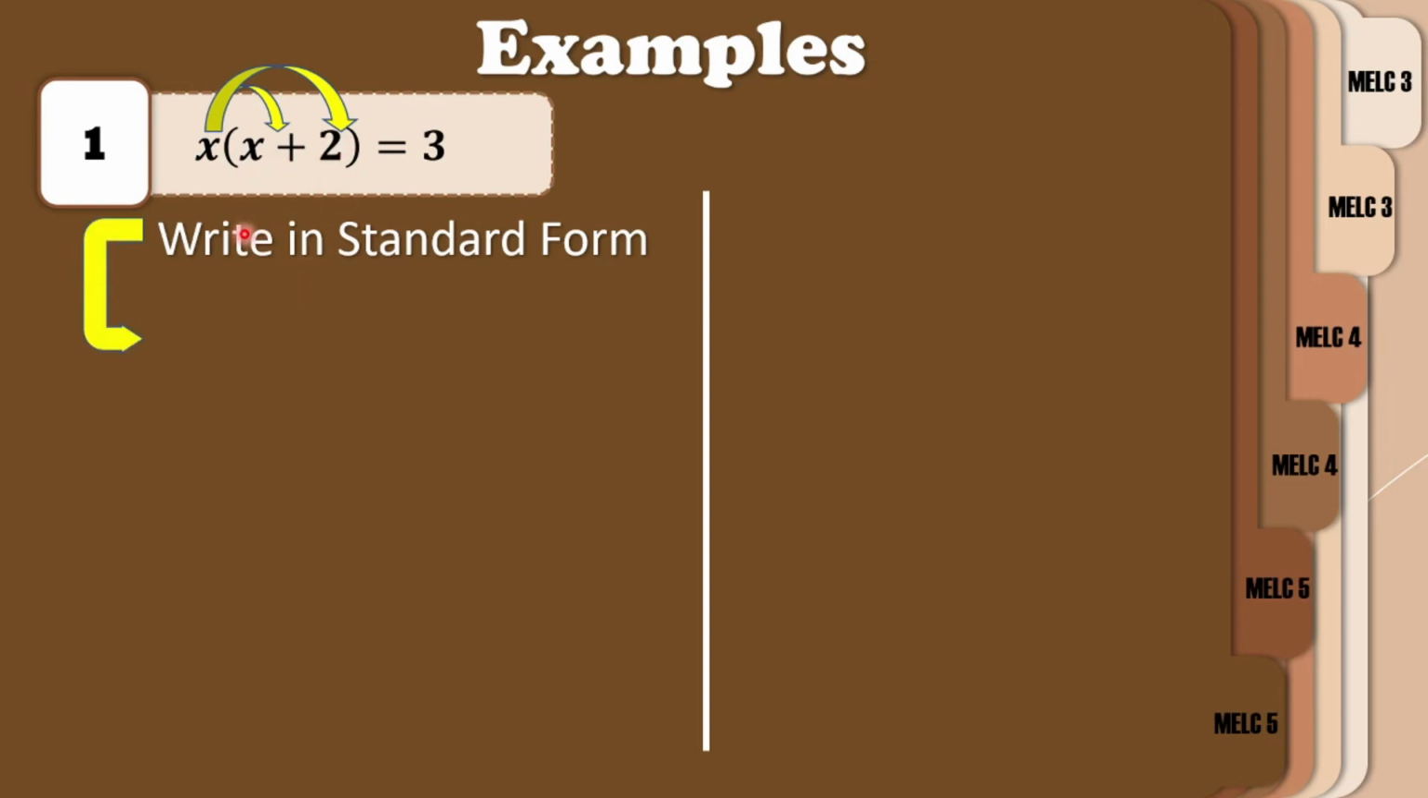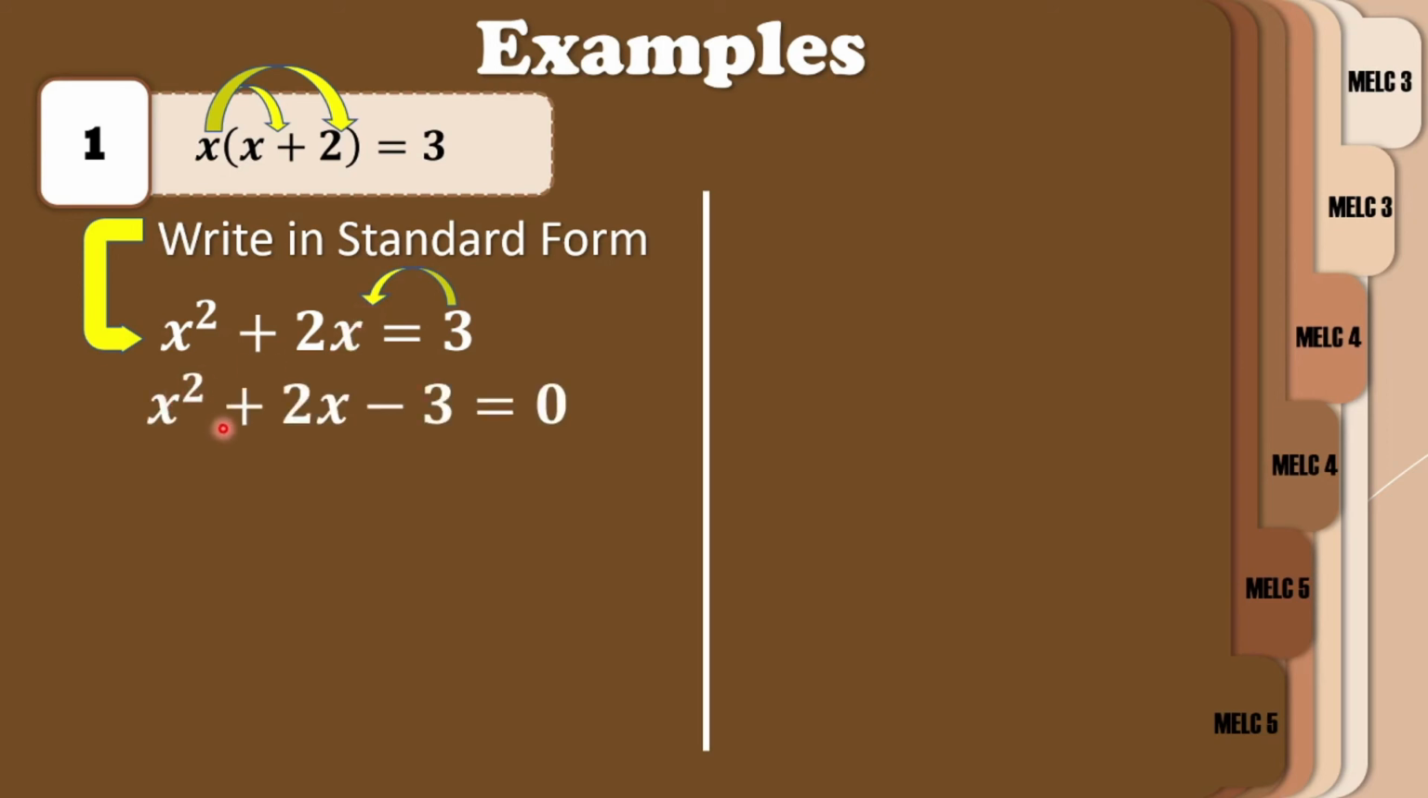So we have x times x, that is x squared. Then x times 2, that is 2x. Then copy is equal to 3. Then, para masulat natin siya in standard form, we're going to transpose 3 sa ating left side ng equation, and that is result to x squared plus 2x. Naging negative 3 na siya kasi nag-transpose. Then, i-equate natin siya sa 0.